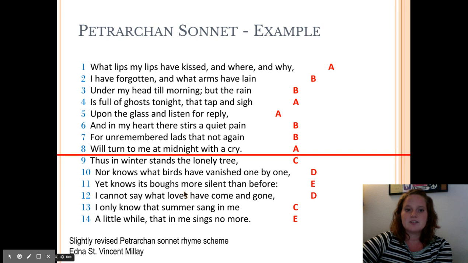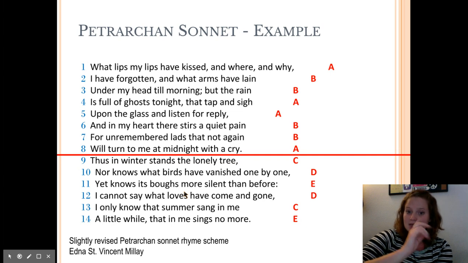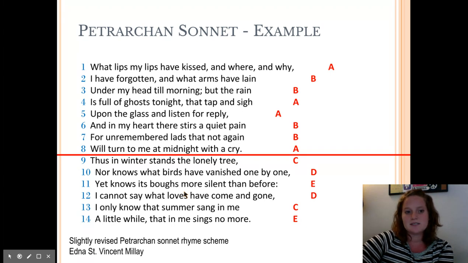An example of a Petrarchan sonnet is written by Edna St. Vincent Millay. It's slightly revised for the rhyme scheme, but for the most part follows the structure. As I read, you should take note of the rhyme scheme as well as the meter of the poem.